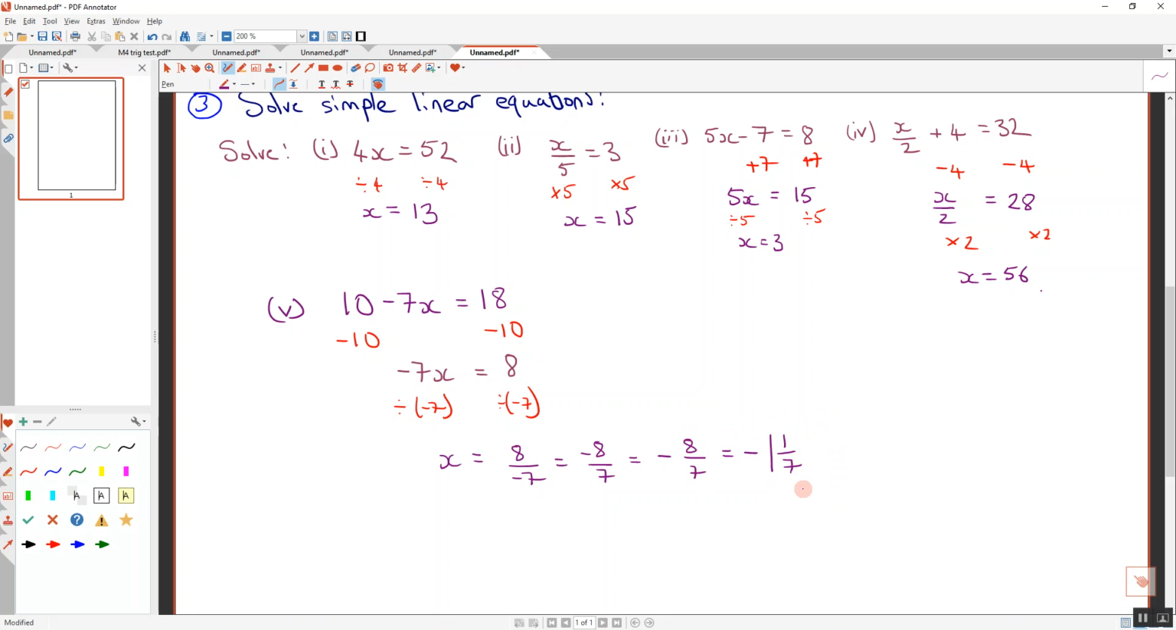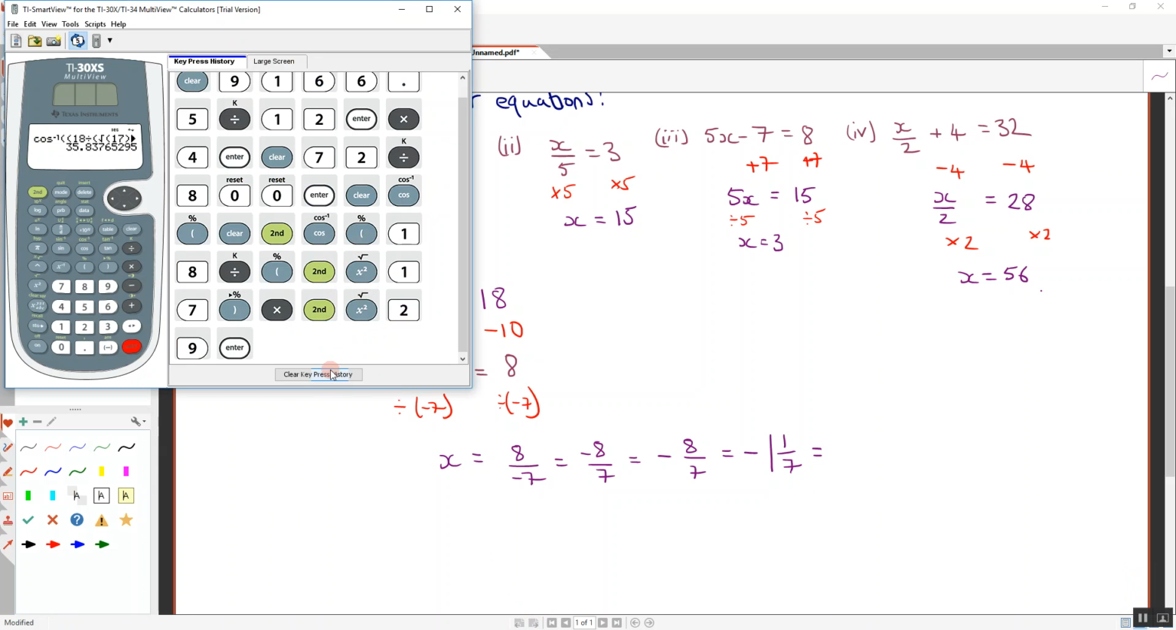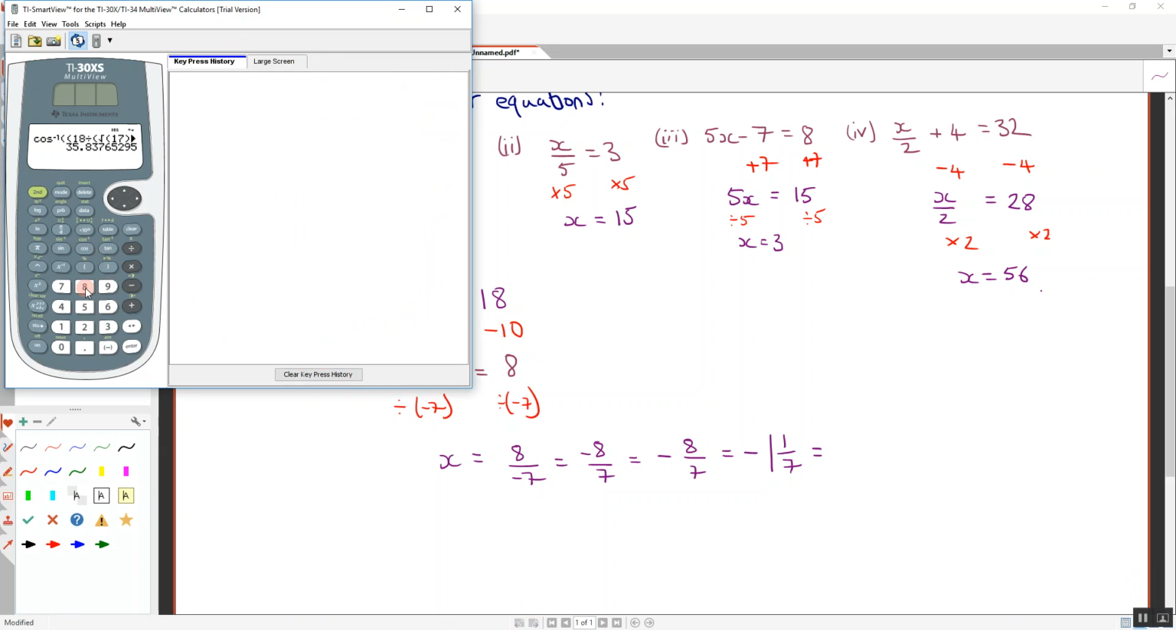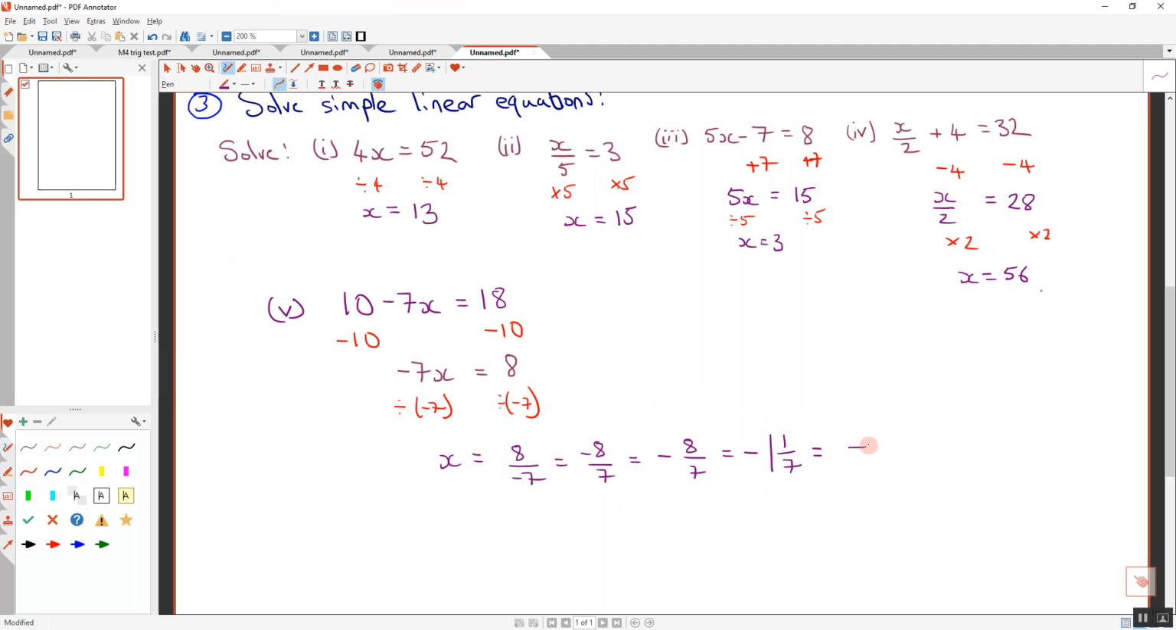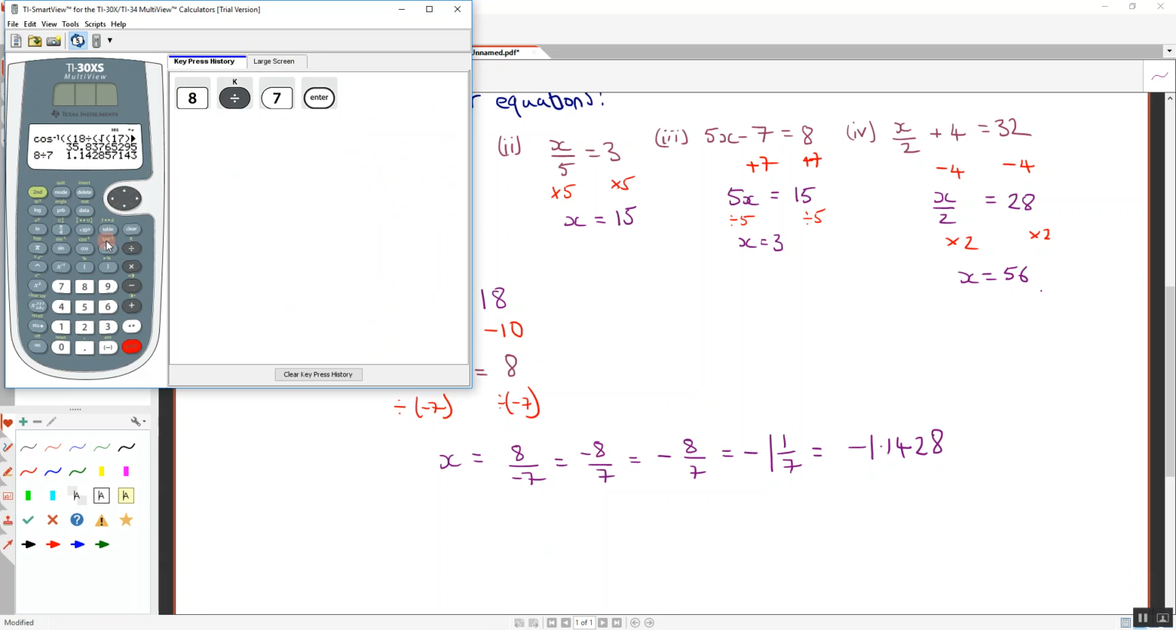Any other ways we can write it? Probably, but I just don't want to get into it. You can do it in a decimal. Yeah, I said I preferred it as a fraction. Negative 1.1428.